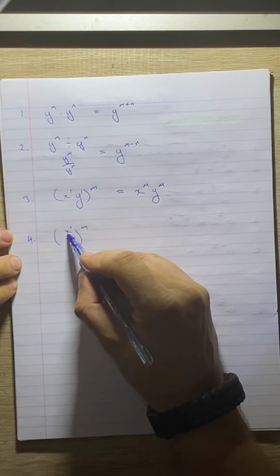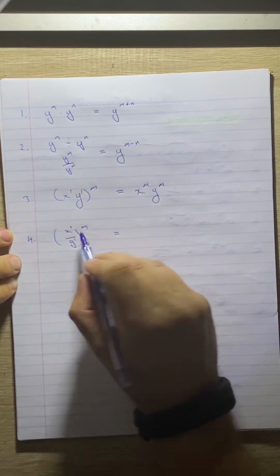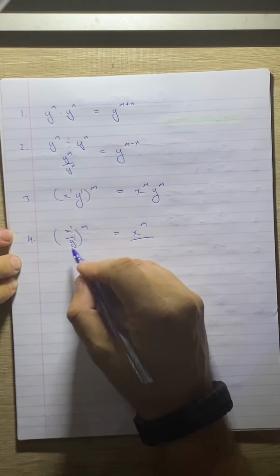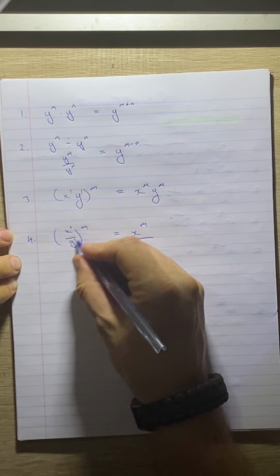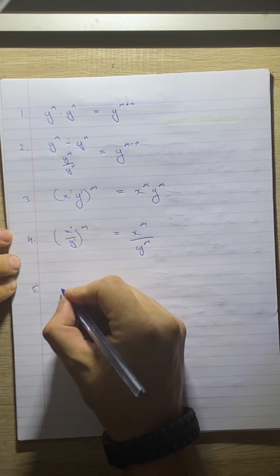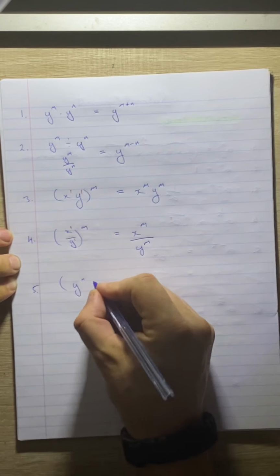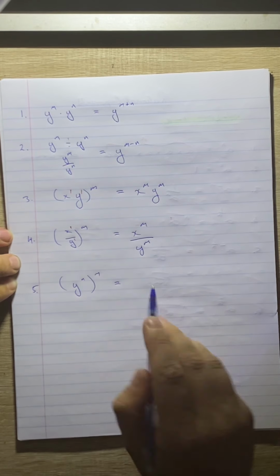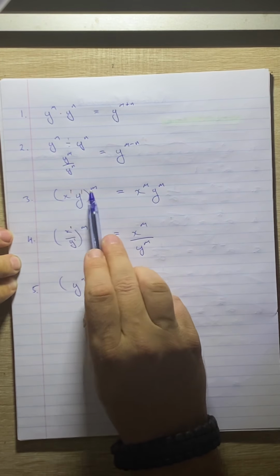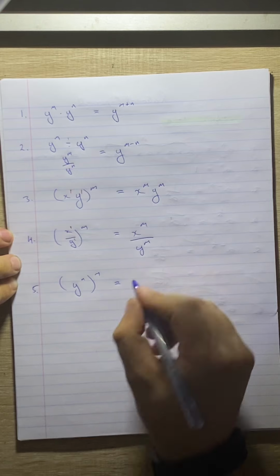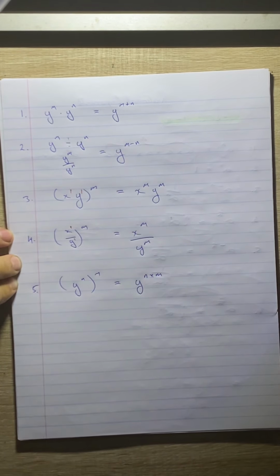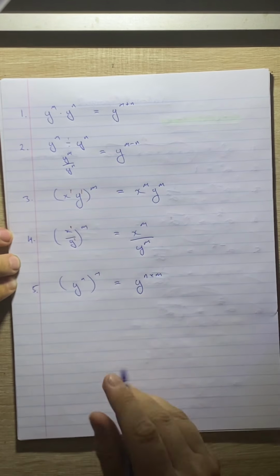You've got something to the power of something raised to another power, so you multiply the exponent. So 1 times m is m, over y to the power of 1 times m is m. Okay. Number 5, y to the n to the power of m equals. So like I said with these two here, if you've got something to the power of something raised to another power, you multiply the exponent. So this will be y to the n multiplied by m. Okay. All right, let's have a look at some examples here.